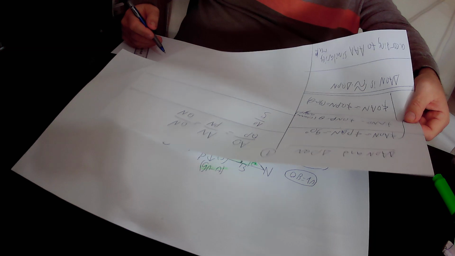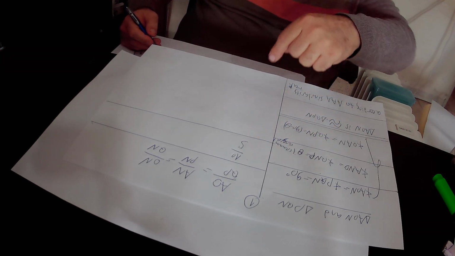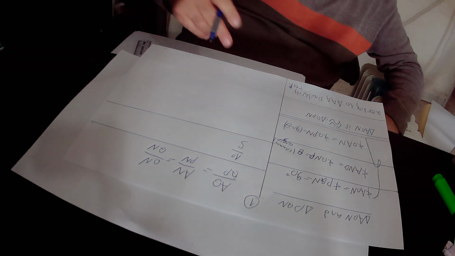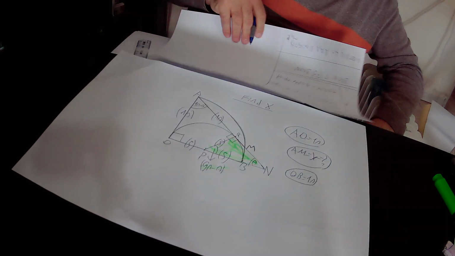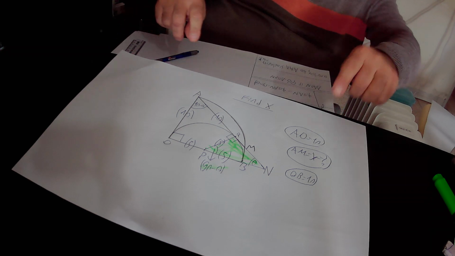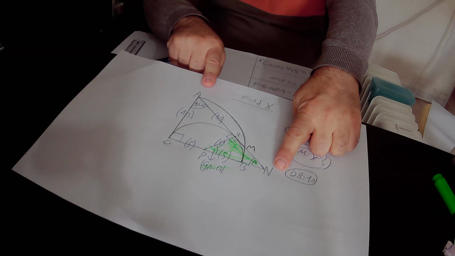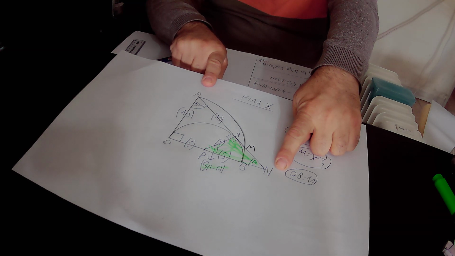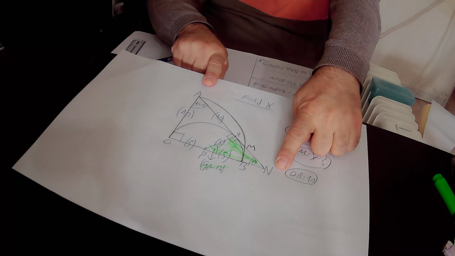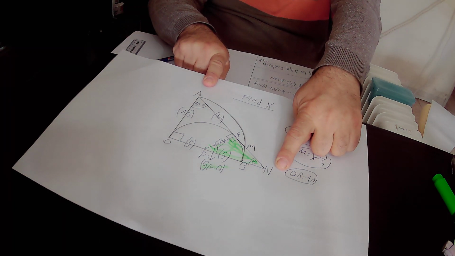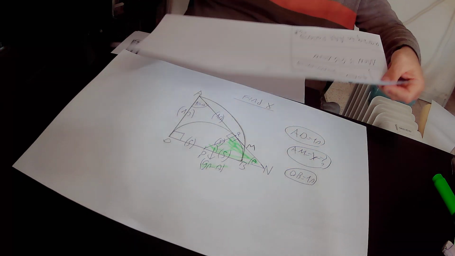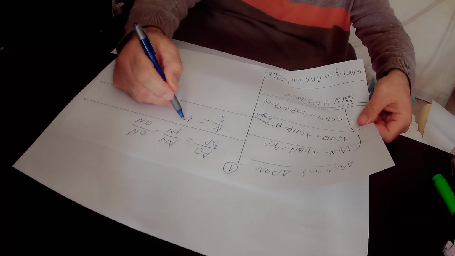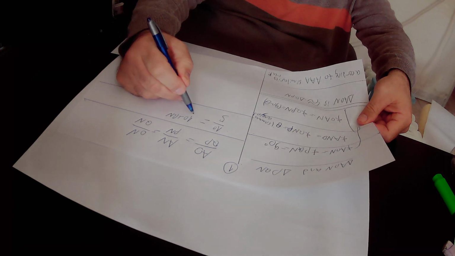So AO over QP is 10 over 5, and it is equal to AN. What is the length of side AN? From the drawing it is very easy to see that AN equals AQ plus QN. That is to say, AN equals AQ, that is 10, plus QN. So in total AN equals 10 plus QN. Here AN equals 10 plus QN over PN.